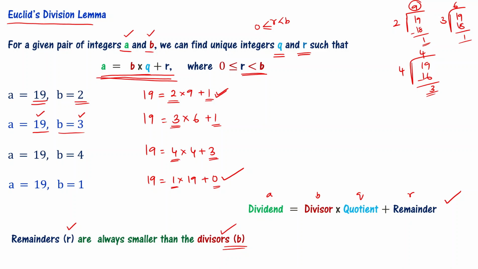It is saying that if a and b are two integers, then we can find two more integers q and r, where r is less than b, and at the same time r can be any number between 0 and b, or it can be 0 also. This is exactly what Euclid's division lemma is saying. Understood?